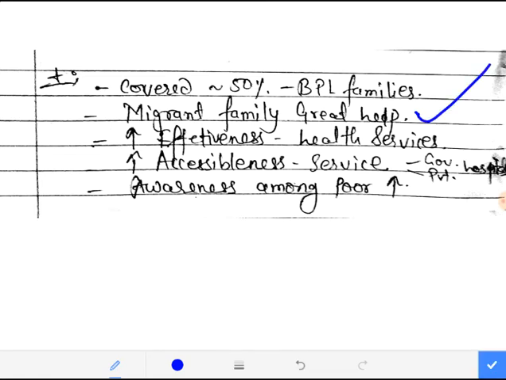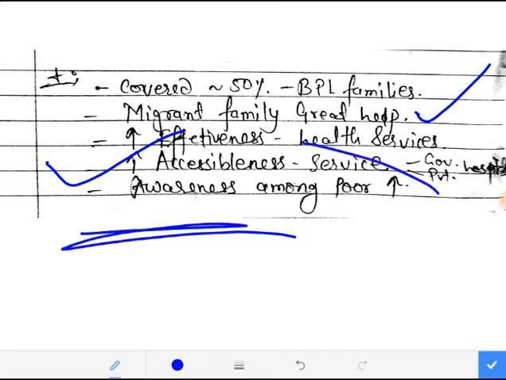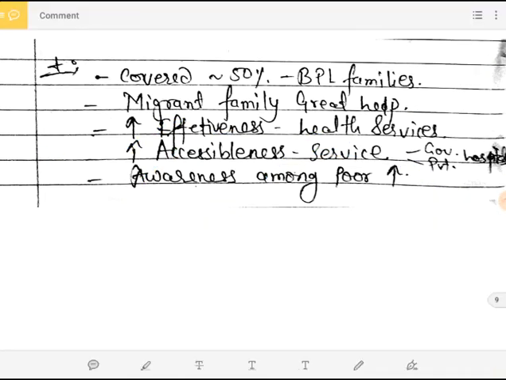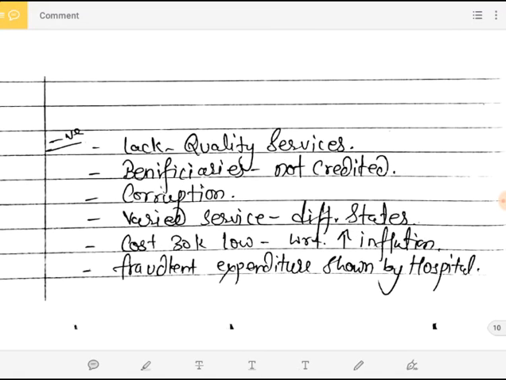Now, it is also being seen that there is an increase in health services, and accessibility of the services in private and government hospitals has also increased. And one major thing, that is awareness regarding the healthcare system among the poor, has seen a manifold increase after the implementation of this Rashtriya Swasthya Bima Yojana.